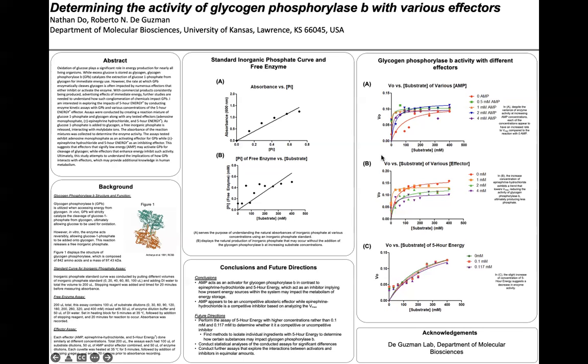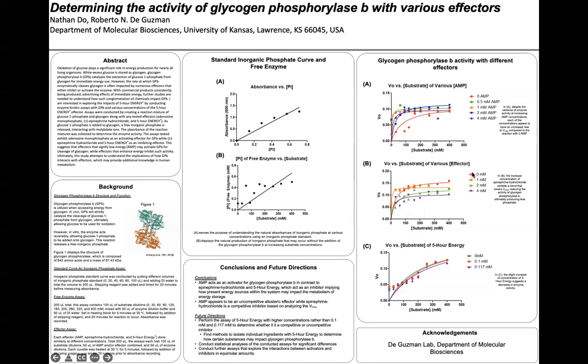But on the left here, I tested 3 different effectors: AMP, epinephrine hydrochloride, and 5-hour energy. While the results were somewhat varied, there are general trends that can be seen throughout. Graph A tests AMP as an effector, and as you can see, as the concentration of AMP increases, the activity begins to increase as well. And this is just comparing the 0 AMP to the other values, but it does seem that there is an increase in activity. For graph B, epinephrine hydrochloride decreases the activity of glycogen phosphorylase B, producing less phosphates.